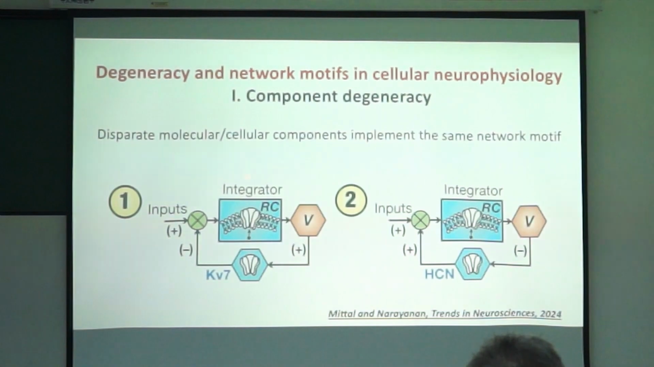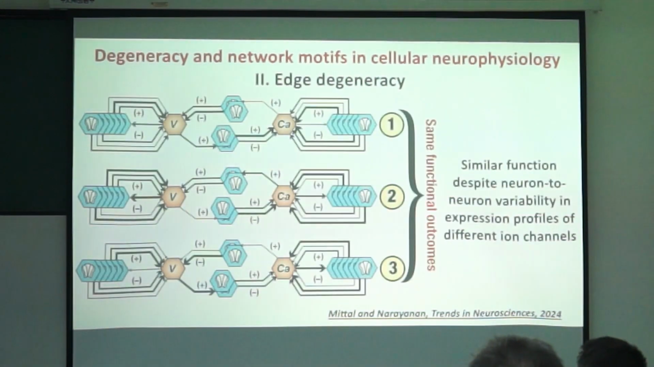Right? So here, this is what we call component degeneracy. This is the same negative feedback loop I said. So you can either have a depolarization activated outward current or a hyperpolarization activated inward current. It will give you exactly the same functional outcome. These are two completely different molecules made up of very different amino acids, very different folds. This is hyperpolarization activated, this is depolarization activated, but still, in terms of the functional motifs that they implement, they give you the same functional outcome. So that is component degeneracy for you.